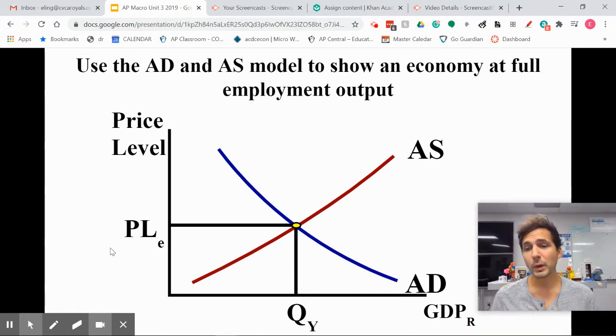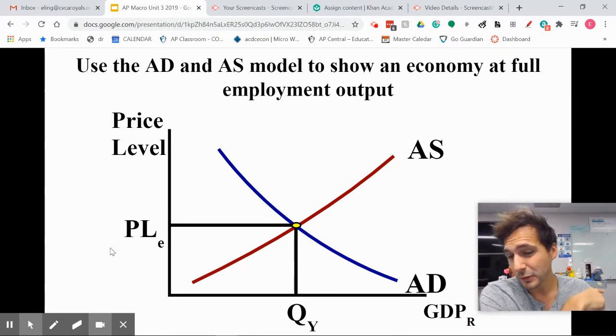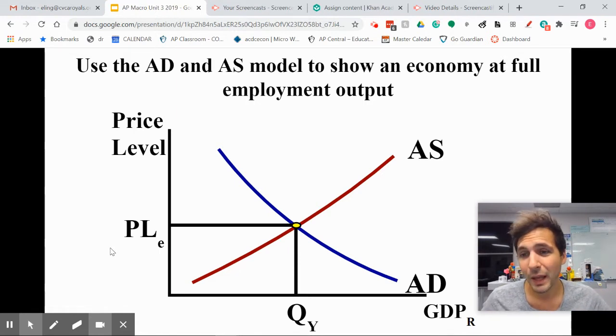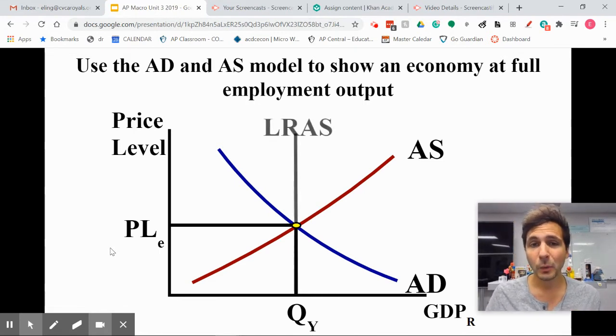That's exactly where we want to be at this point. That's where our economy is, not where we want to be. That's where our economy is producing. Now, the indicator at the top of this slide says, how do you show that this nation is at full employment? Well, we know that there's an indicator of full employment from our last video and from our talks in class. That indicator is long run aggregate supply. So how do I show that my economy is currently at long run aggregate supply?